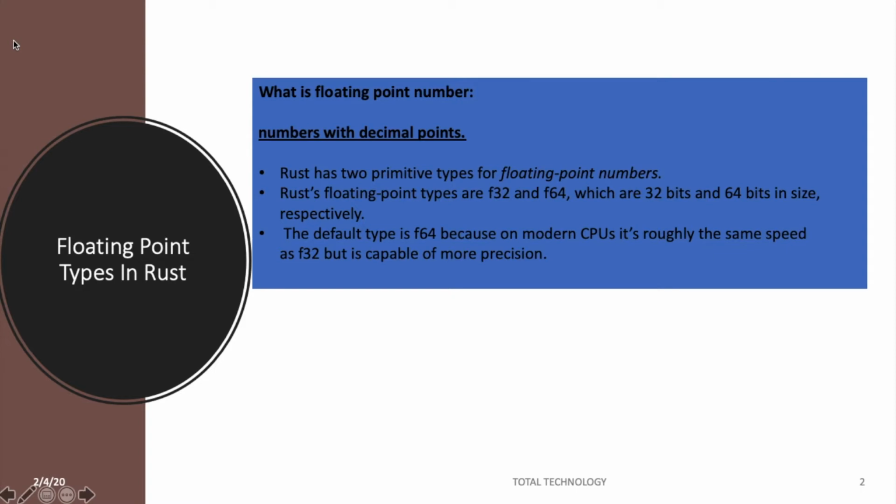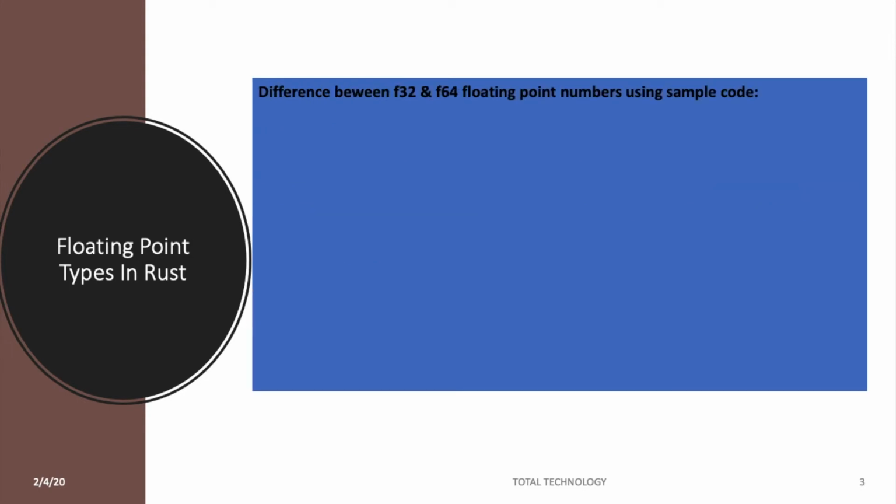Okay, so let's see what Rust provides us with respect to decimal points or floating point numbers. Rust has two primitive types for floating point numbers: f32 and f64, which are 32 bits and 64 bits as per their definition. The default type, if you are not providing anything, is f64. In modern CPUs they run at roughly the same speed, but f64 is capable of more precision. What do we mean by f32 having less precision and f64 having more precision? We'll explain in the next slide: the difference between f32 and f64.